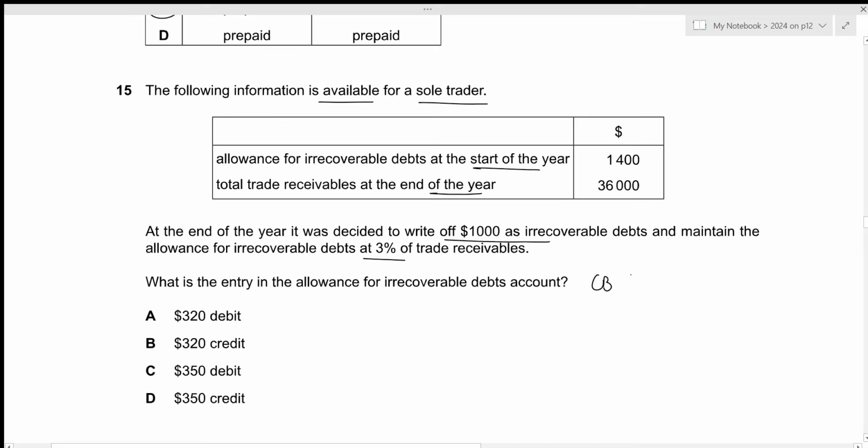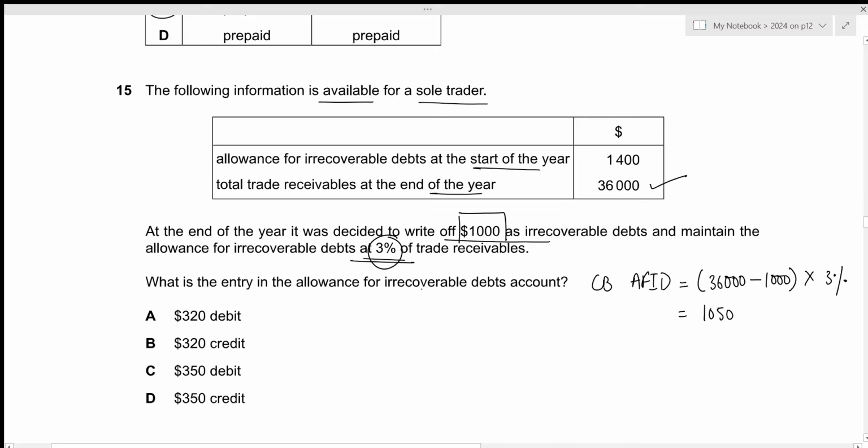So for the closing balance of allowance for irrecoverable debts, we just start with the closing trade receivables, 36,000, and before we multiply it by the rate for allowance, we need to write off the irrecoverable debts, because this amount will not be received and irrecoverable debt will always reduce the value of trade receivables. So we need to reduce it by 1,000. And then we can multiply it by the given rate of 3%. This results in the value of 1,050. That is our closing balance.